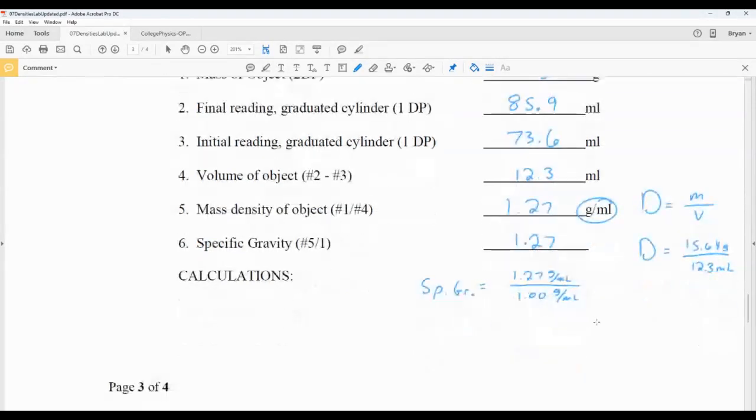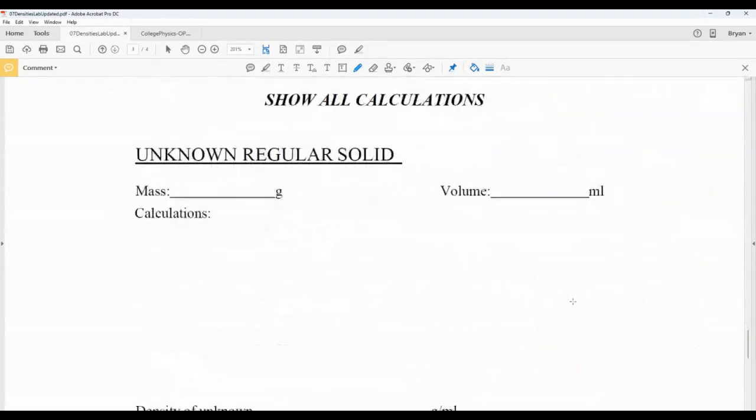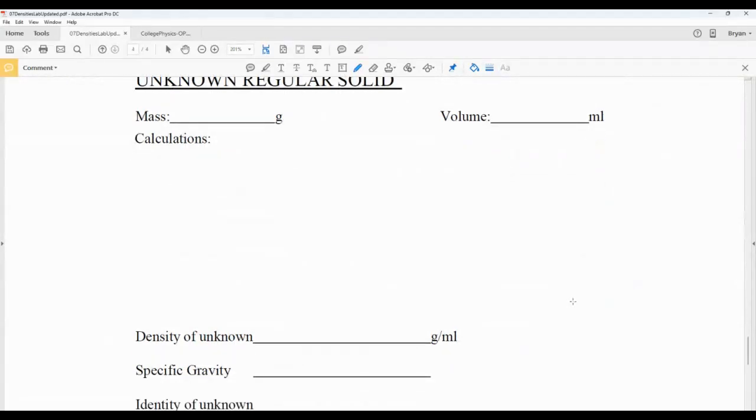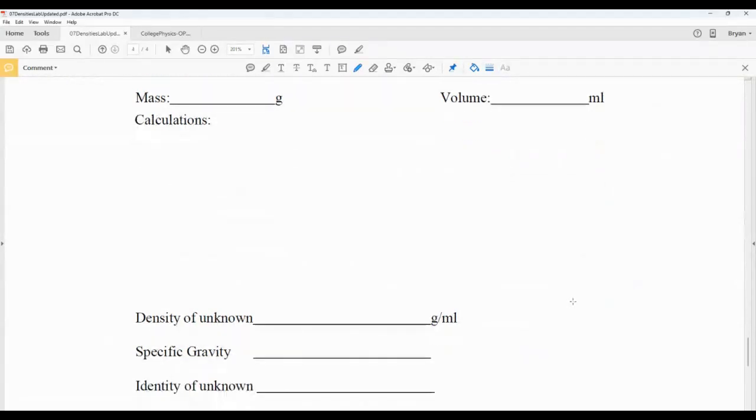Okay, then the regular solid. And then eventually we want to guess what type. So the regular solid basically just means that it's an easy shape to look at. It is almost a cube, but not quite. It's just a metal block. I guess it would technically be a rectangular prism.